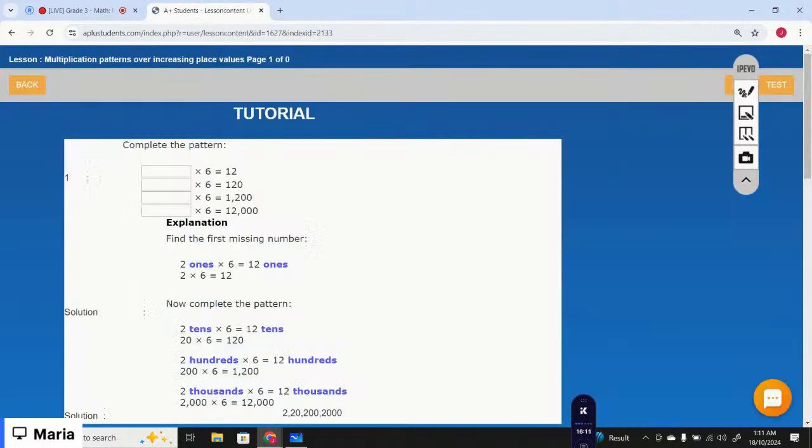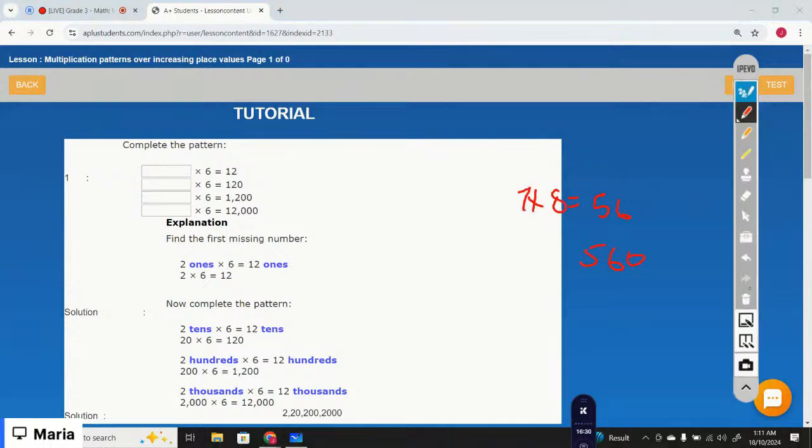Complete the pattern. 6 times what number is 12? 6 times what number is 120? 6 times what number is 1200? And 6 times what number is 12,000? So you have to do 6 times 2 is 12. That is basically the increasing place values, right? Then you have to do 6 times 2 is 12 and you have 1 zero over here. So you need to add 1 zero over here, right?